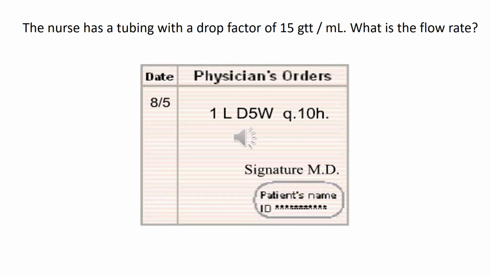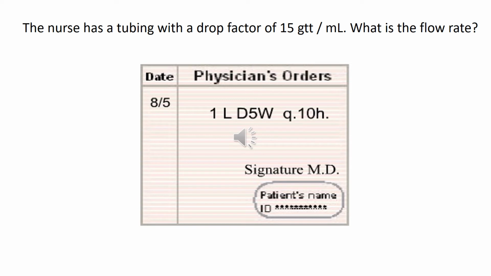So taking a little bit from the previous slide, the nurse has a tubing with a drop factor. Remember what I showed you, it's either going to be like a little raindrop or whatever, on the previous slide, where it says 15 drops per mil, 60 drops per mil, or 10 drops per mil. That's what we're looking at. So the nurse has a tubing with a drop factor of 15 drops per mil. What is the flow rate?